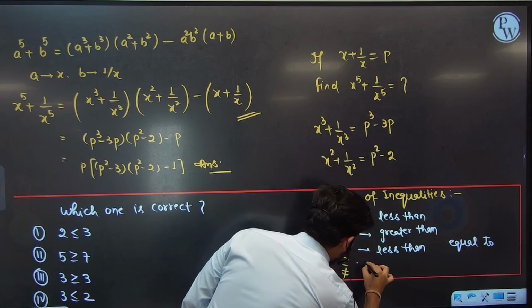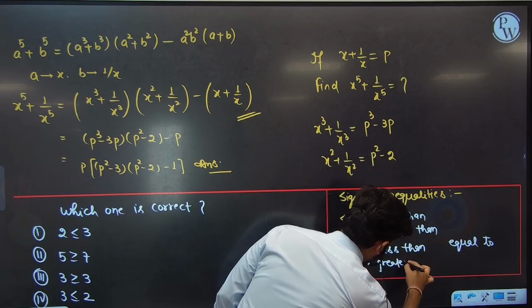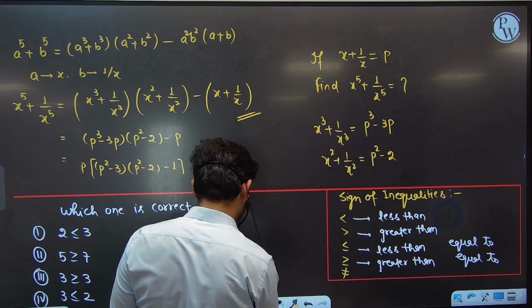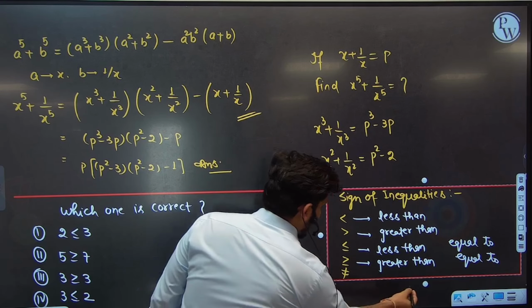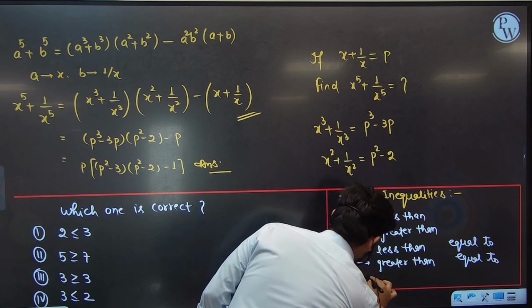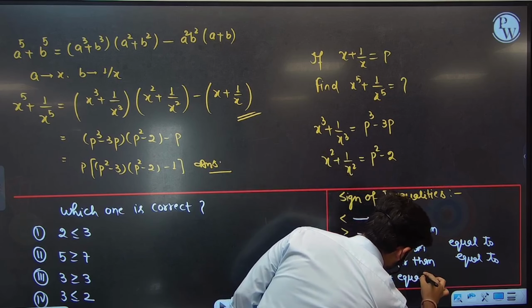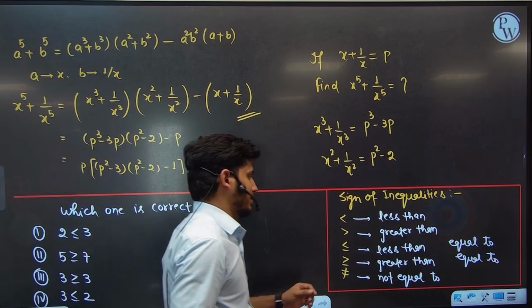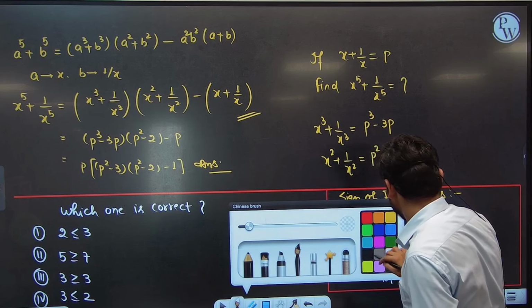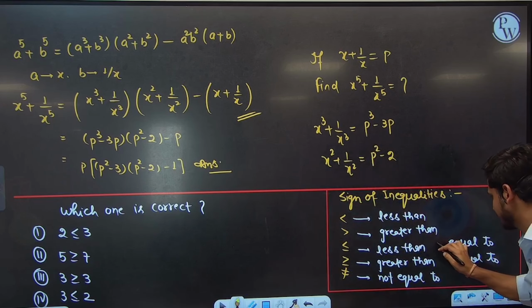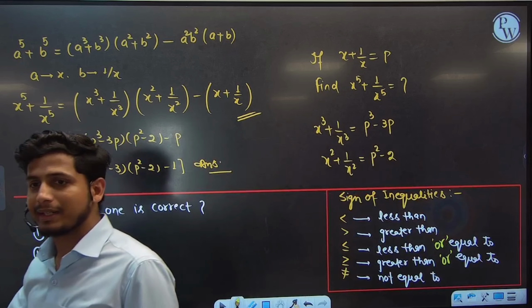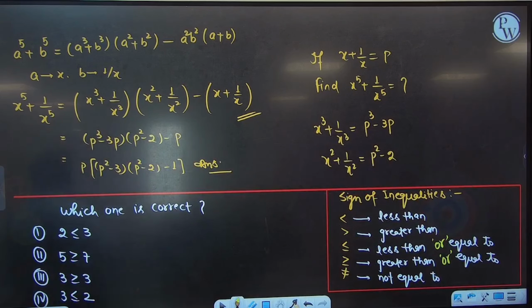And here, not equal to. Okay. Now here, less than, and, not, and or, less than or equal to, greater than or equal to. Or means choice and both.